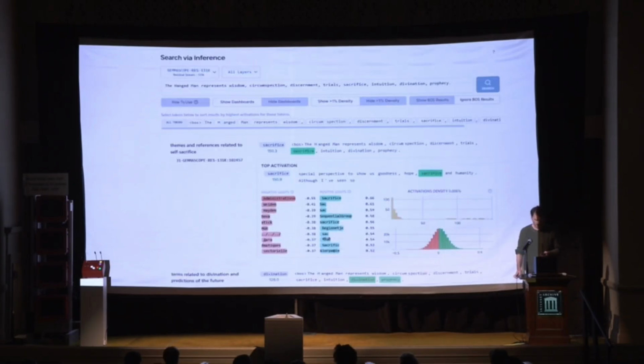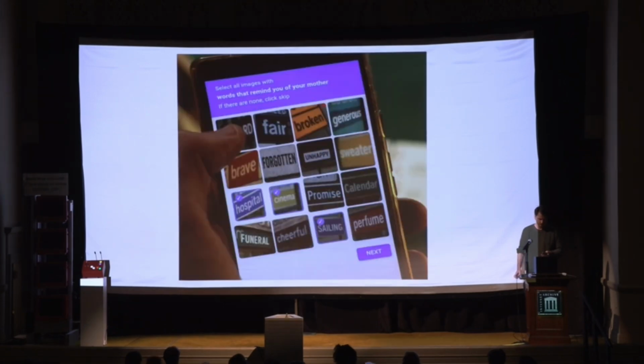For example, the Hanged Man most strongly activates neuron number 102,457 on layer 31, themes and references related to self-sacrifice. The AI would incorporate the themes of whichever card was drawn, not by changing the prompt, but through mathematical manipulation. Before participants could receive the AI output, however, I first had them prove their humanity through performative emotional labor.